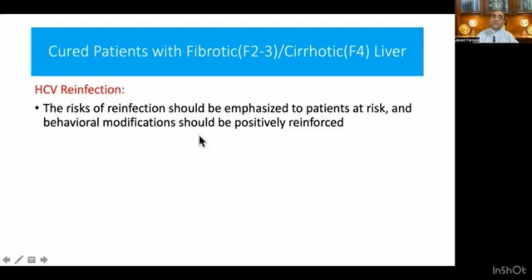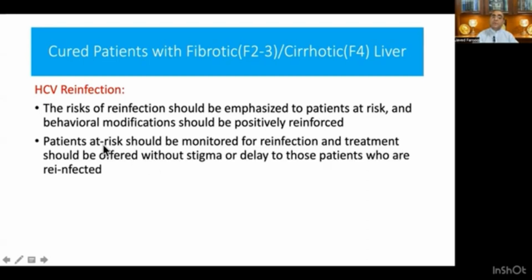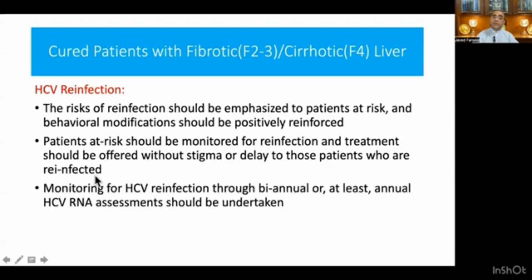For HCV reinfection, the risk of reinfection should be emphasized to patients at risk, and behavioral modifications should be positively reinforced. Patients at risk should be monitored for reinfection, and treatment should be offered without stigma and delay to those patients who are reinfected, and monitoring of HCV reinfection through biannual or at least annual HCV RNA assessment should be undertaken.